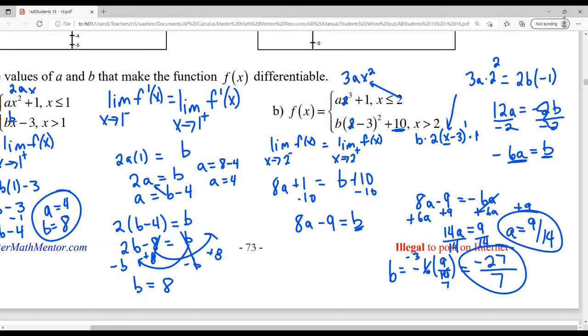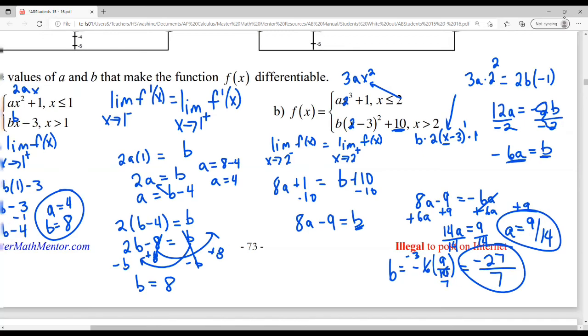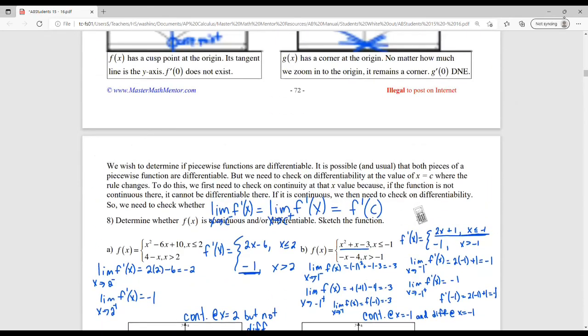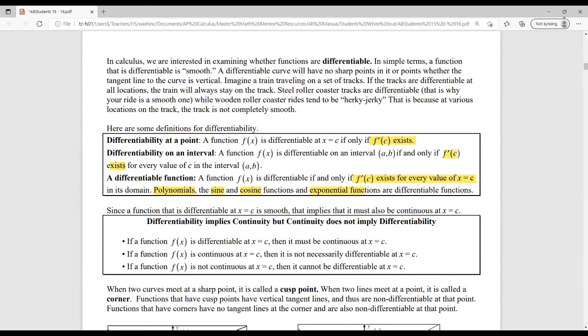So we have to check and set the limits of f of x and the limits of f prime of x equal to each other to end up with our system of equations. And then we can solve that system. If you have any questions, please let me know. But we are done with chapter 15, continuity and differentiability.